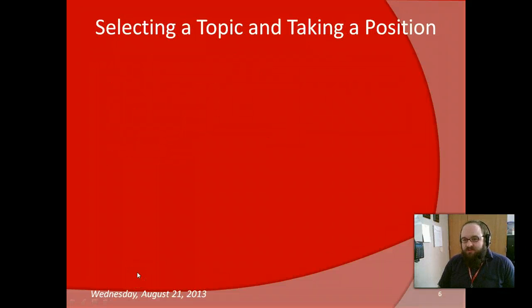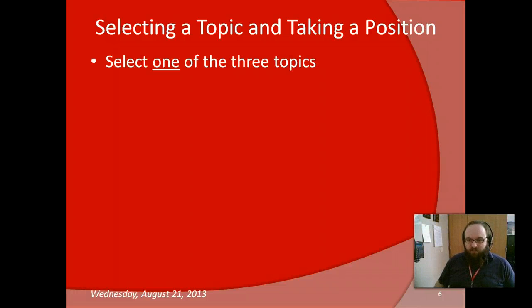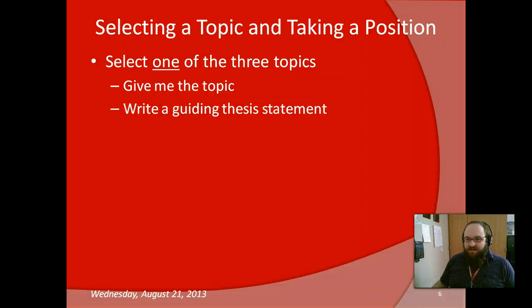Finally, once you've brainstormed 3 different topics, it's time to select one topic and take a position on that. Select one of those 3 topics that you brainstormed. And I have another assignment out there on the class website that asks you to do a couple of things. First of all, give me that topic and make sure you phrase it a specific way. There's instructions on there. And then write me a guiding thesis statement for your research and planning.